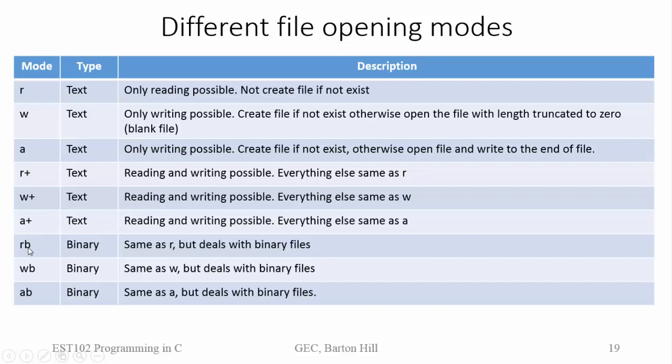Now we have other modes, that is RB, WB, AB. These are the same as R, W and A, but the difference is that these deal with binary files. RB stands for read binary file, WB stands for write binary file, and AB stands for append binary file. The concepts are the same as R, W and A. The only difference is that they deal with binary files.